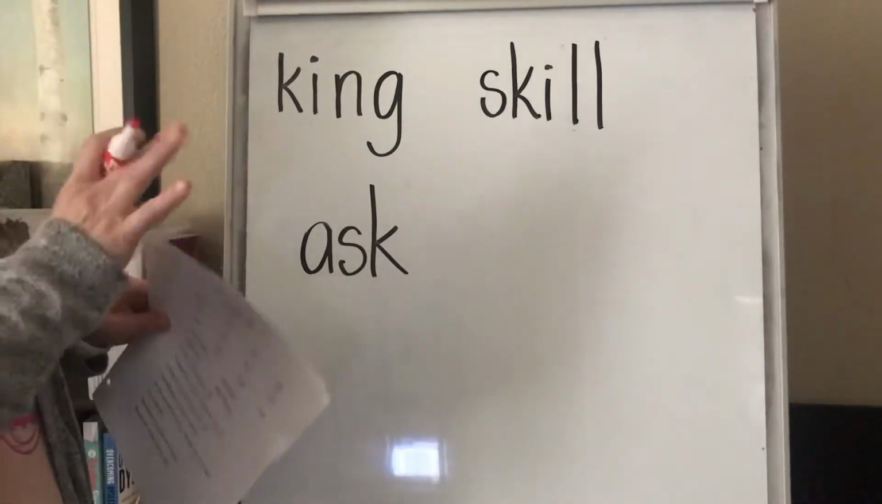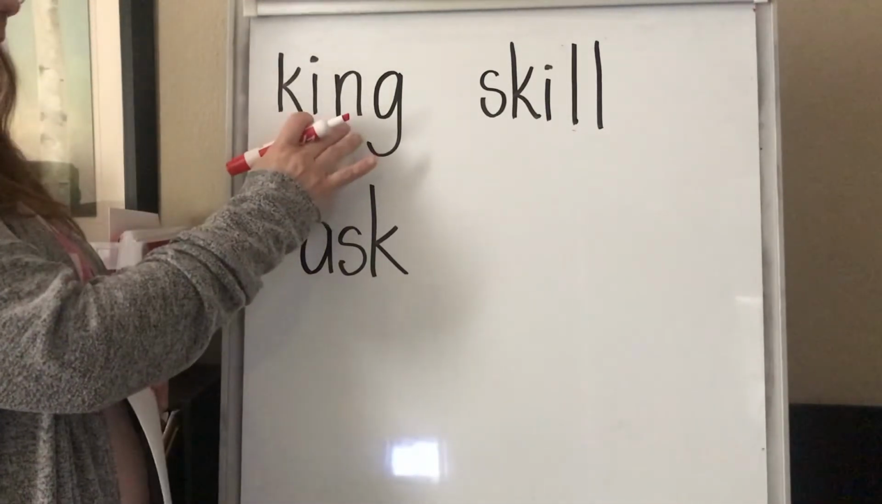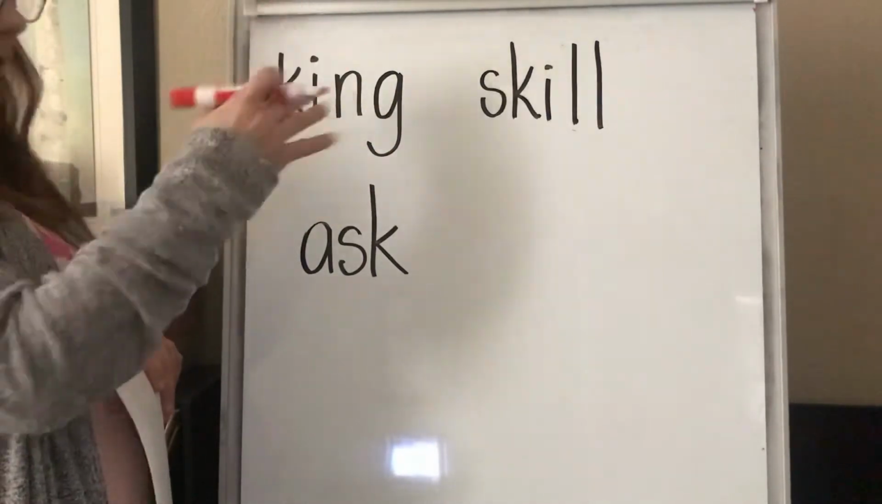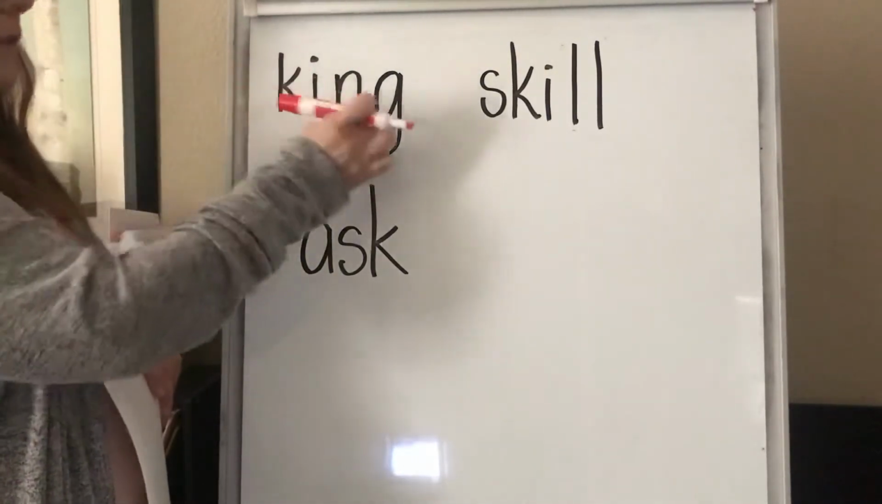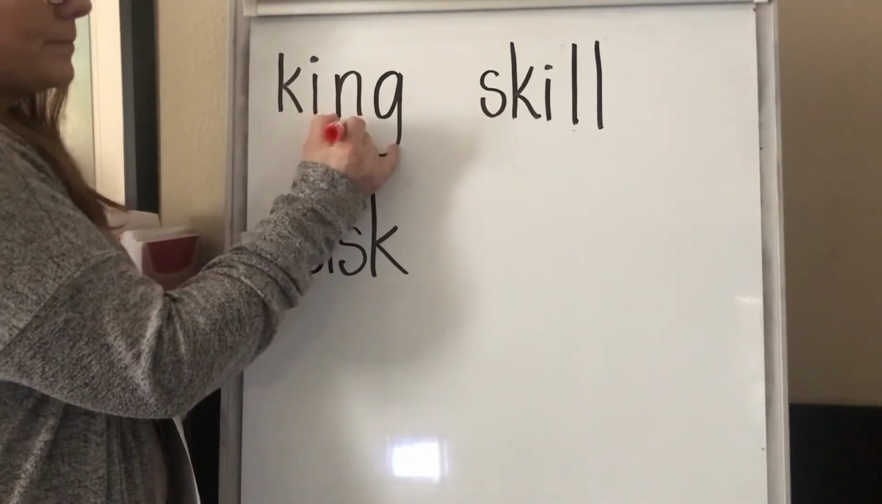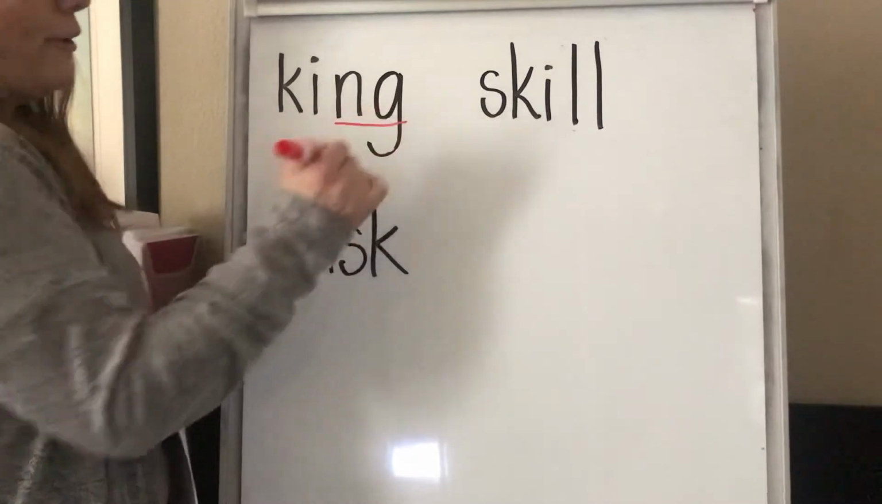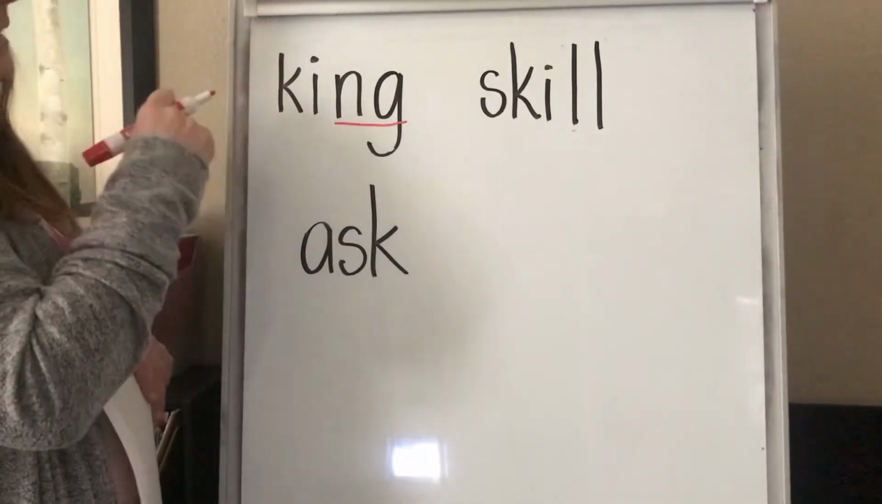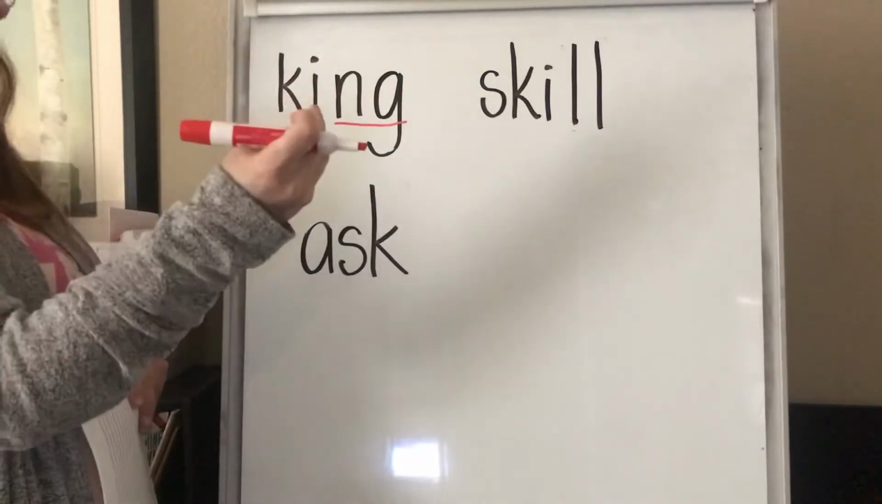Your first word, we're going to look at first, king. We know that anytime we see a word ending in NG, or NG in the middle of a word, that makes one sound. So we want to make sure that we underline that, because that is a digraph, and we only hear the ng when we see those letters together. We want to go ahead and underline that because that makes one sound.